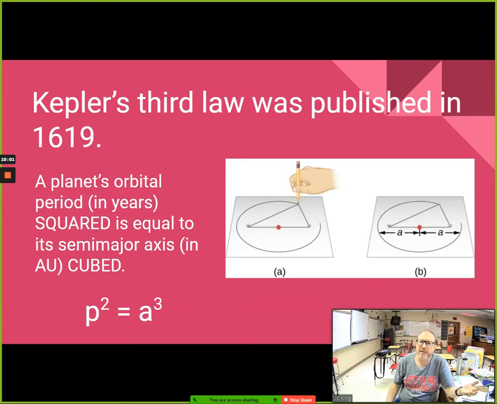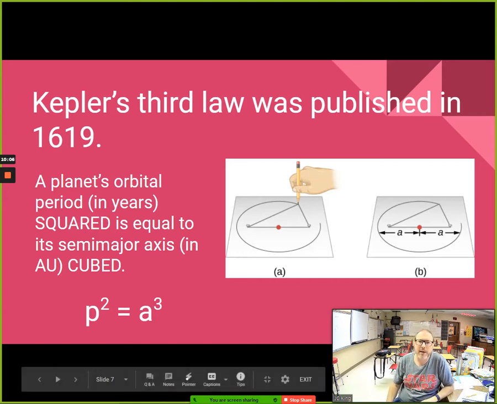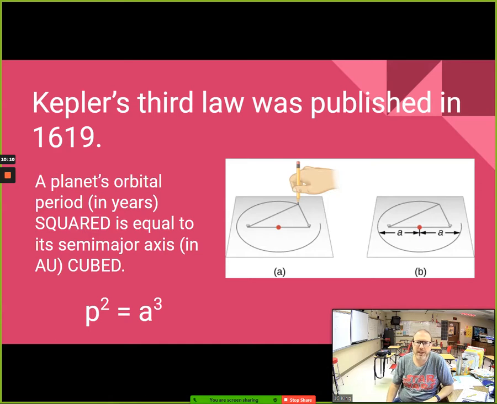And let me kind of decipher these pictures here for you. We are going to call P the orbital period. Okay, that's just how long it takes for a planet to go completely around the sun. So for us, our orbital period would be 1 year. For other planets, it's going to be either more or less than 1 year. But you take the orbital period and you express it in years.